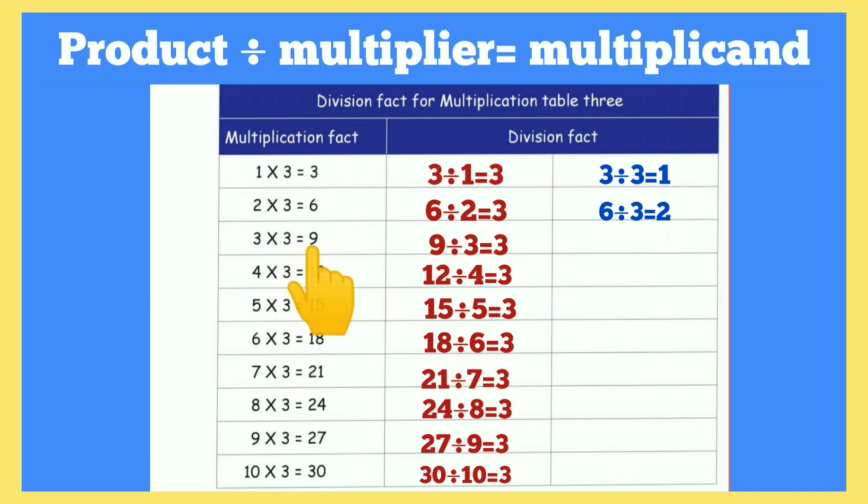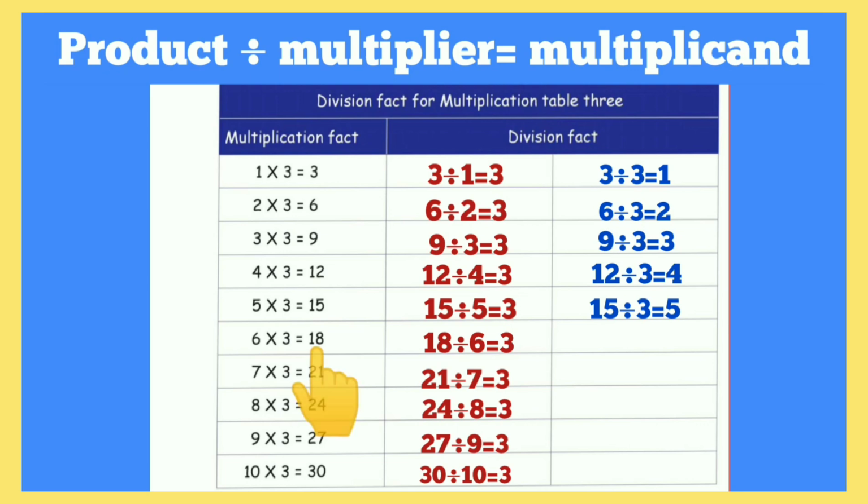Next, 9 is the product, 3 is the multiplier, 3 is the multiplicand. So, the division fact is 9 divided by 3 equal to 3. Next, 12 is the product, 3 is the multiplier and 4 is the multiplicand. So, the division fact is 12 divided by 3 equal to 4. Next, 15 is the product, 3 multiplier, 5 multiplicand. So, the division fact is 15 divided by 3 equal to 5.